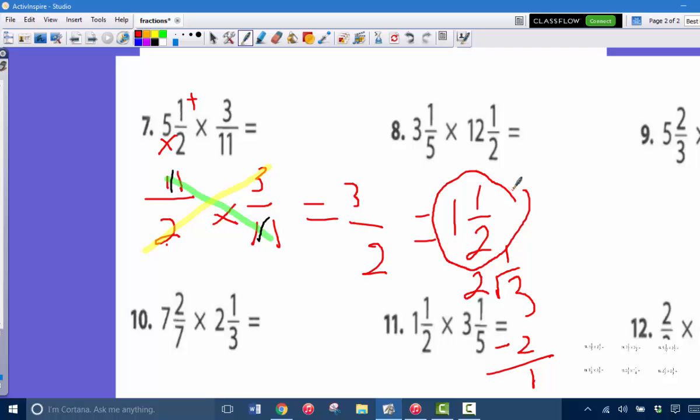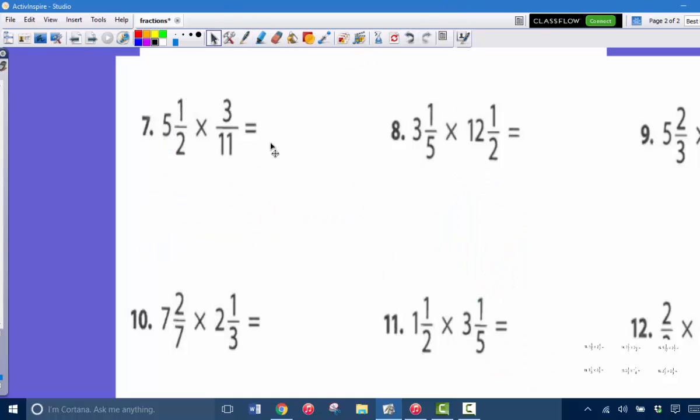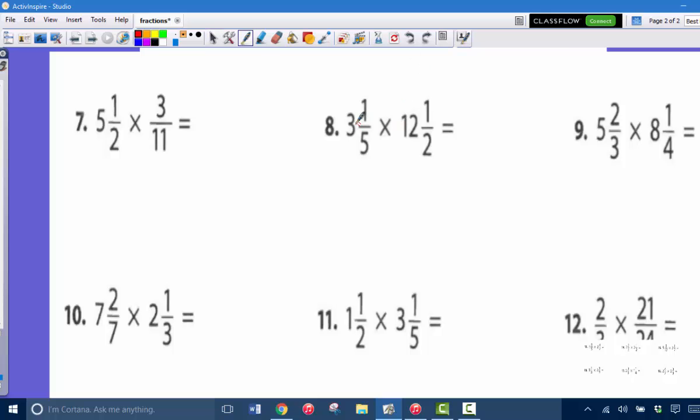So make sure you have that down. I'm now going to move on to number 8. So for number 8, remember, first step, change them into improper fractions. 3 times 5. Then add that to the top number. 3 times 5 is 15, plus 1, 16, keeping the same bottom number. Now, same thing over here, 12 times 2 is 24, plus 1, remember, multiplying, add, is 25, keeping that same bottom number.